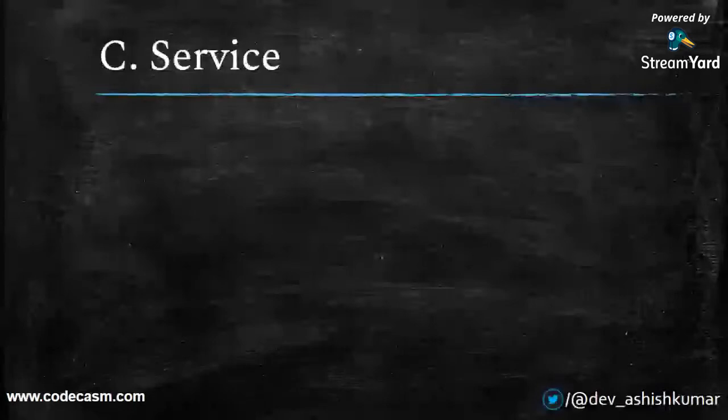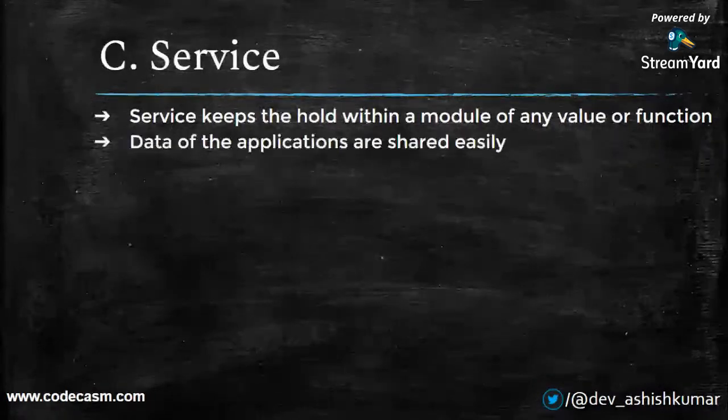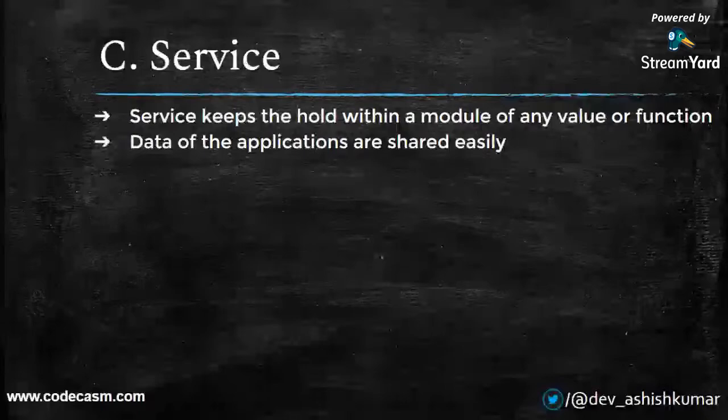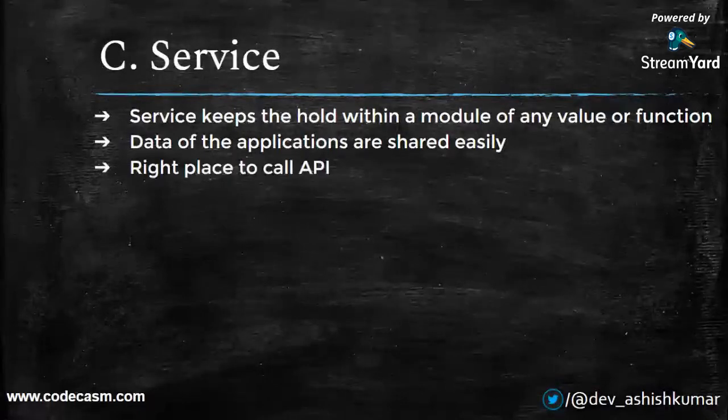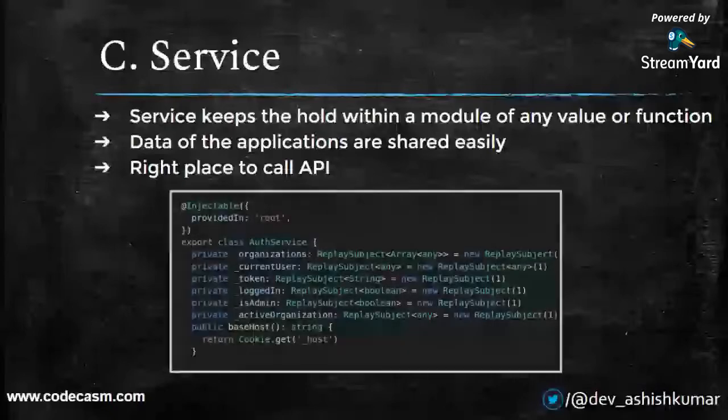Heading further, service. A service keeps hold of our values and functions, whatever we have mentioned in our class file, and it helps to share data between the components and across the app easily. All the APIs which are called in this application are placed right here. How can we identify these services? Services mainly have this @Injectable directive here. Because of that, we can identify this is a service which will be injected in our app.